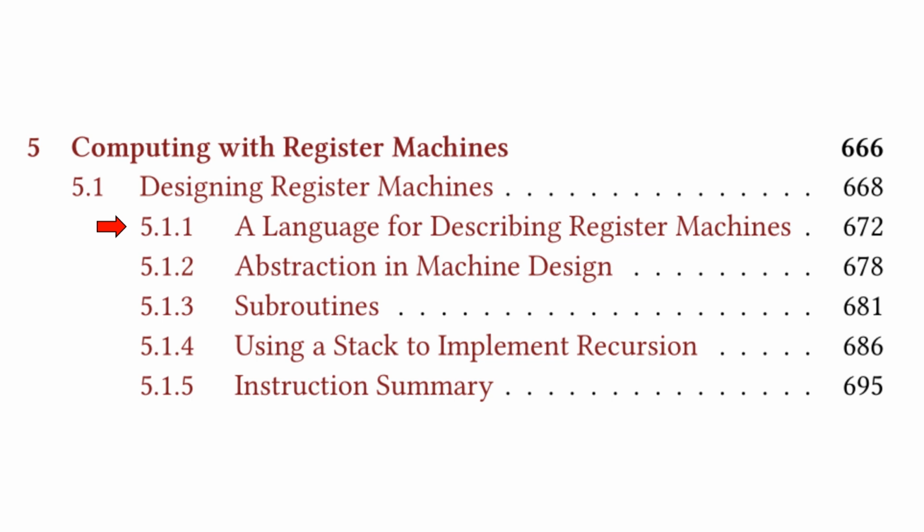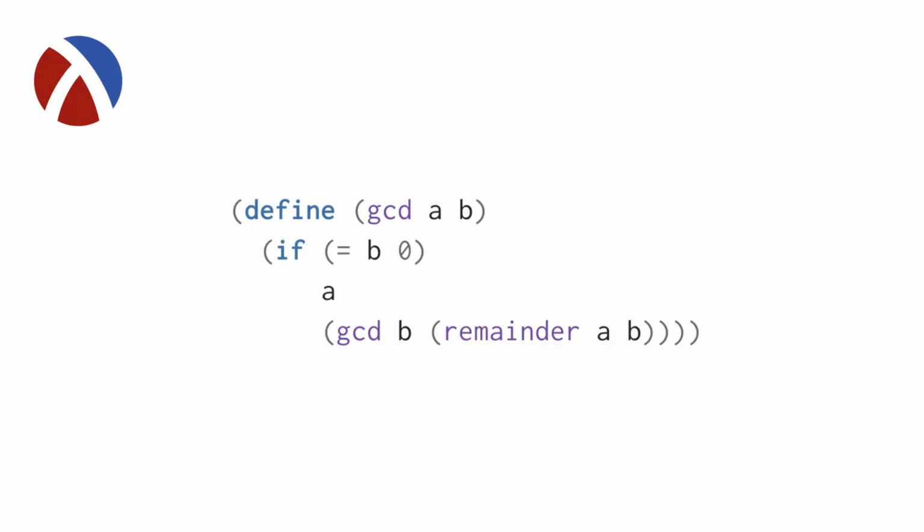So with that, we hop into our first subsection of Chapter 5.1, a language for describing register machines. And I'm going to skip past all the text, and basically this is the main subsection that I think has an important point. And if you can understand this one example that I'm about to animate, I think that's basically a good enough takeaway from this chapter section. So the chapter introduces GCD with the following procedure.